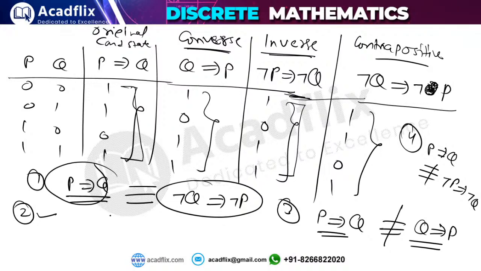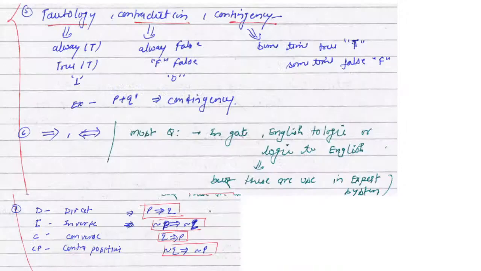But the most important fact is that any conditional statement is equivalent to its contrapositive. So P implies Q is equivalent to not Q implies not P. Also important is that a conditional statement is not equivalent to its converse. So P implies Q is not equivalent to Q implies P. These are important observations. In these slides we have basically taught tautology, contradiction and contingency.